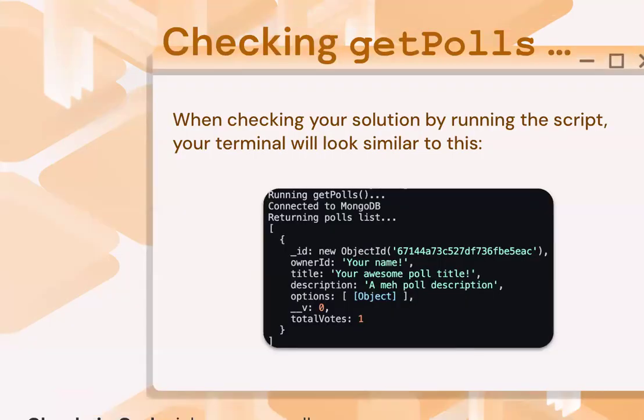For everyone who's done with the getPolls function, you should be checking your solution by running the script, which we put the instructions for in the earlier slide. If your getPolls function is correct, your terminal will output something like this. Here you can see that the connection to MongoDB was successful, and now we're returning all our polls. We can see the sample poll in this list. Just for time's sake, I will briefly show the solution and then move on to the next activity.